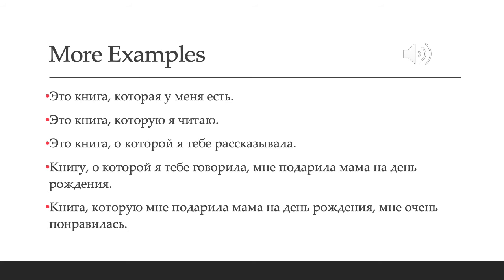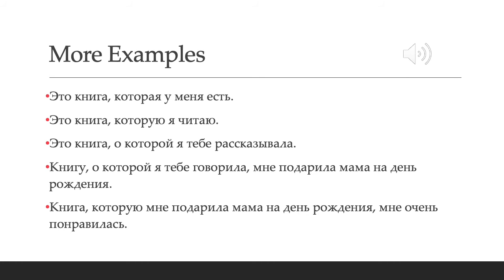All right, examples. This time I'm using a feminine inanimate noun instead of a masculine animate noun as I had in the previous slide with examples. So, эта книга, которая у меня есть. This is the book that I have. And notice that которая there is the subject of the clause, and so it is nominative. Эта книга, которая у меня есть.